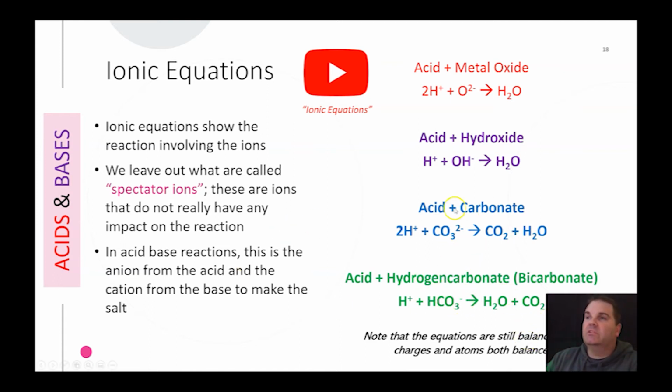If you notice, I'm just going to pick this carbonate one here. We've got the same number of hydrogens on this side as we do over here, so 2 and 2, same number of carbons, same number of oxygens, but the charge also balances. A 2 plus here and a 2 minus here will cancel out to give us no charge, and on this side we've got no charge. So in ionic equations, you must have the charge balancing and the atoms balancing as well.